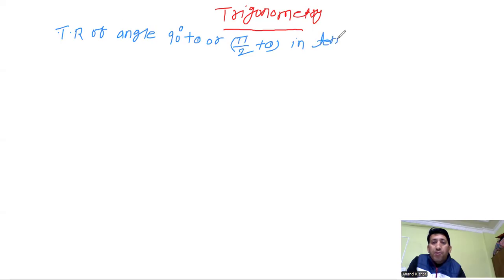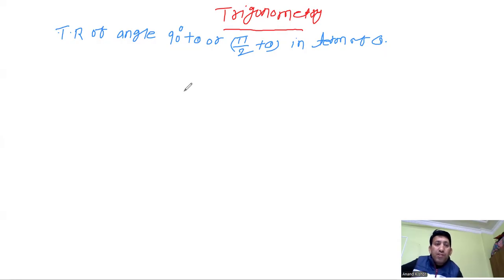Trigonometrical ratio of angle 90 degree plus theta, or in radian, we know 90 degrees is pi by 2, so pi by 2 plus theta. So the trigonometrical ratio of angle pi by 2 plus theta in terms of theta. So for this, we are going to prove how we can get sine 90 plus theta, or sine pi by 2 plus theta, as cos theta, and cos 90 plus theta is minus sine theta. For this, we are going to prove this.